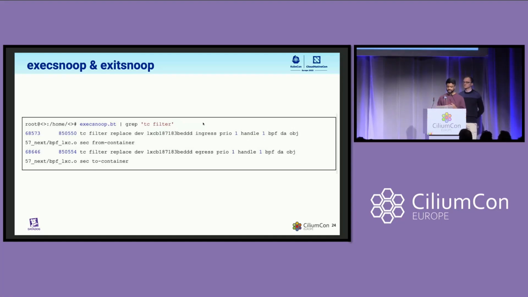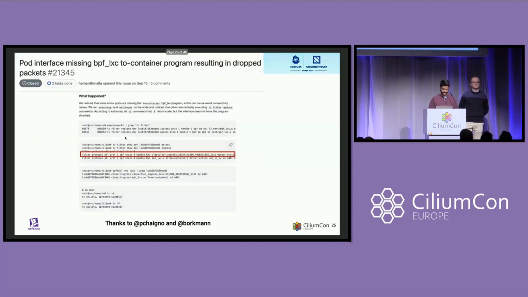We ran execsnoop with a grep of tc filter, and we saw that tc filter replace commands were being executed for both from-container and to-container. This corresponds to the egress and ingress sections. We also ran exitsnoop, which tells us the exit code of these commands, and we saw that they were all completing successfully, no issues at all. So this totally confused us again.